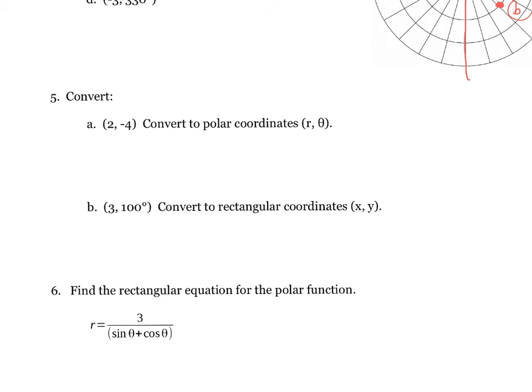Okay, next up we have some conversions. We have a rectangular point, 2, -4. We're going to convert to polar. So we need a radius.